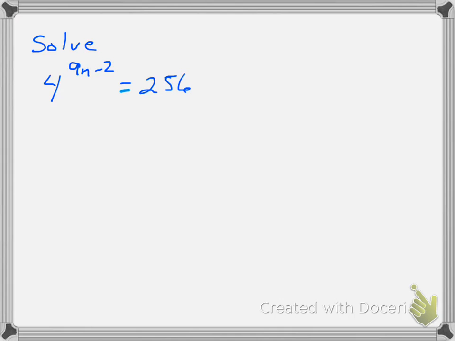What is it? It's 4 to the 4th. So you change the 256 to something that's equal to 256. 4 to the 4th. That seems simple to me. And now you can ignore the bases. But they have to be the same to ignore them.